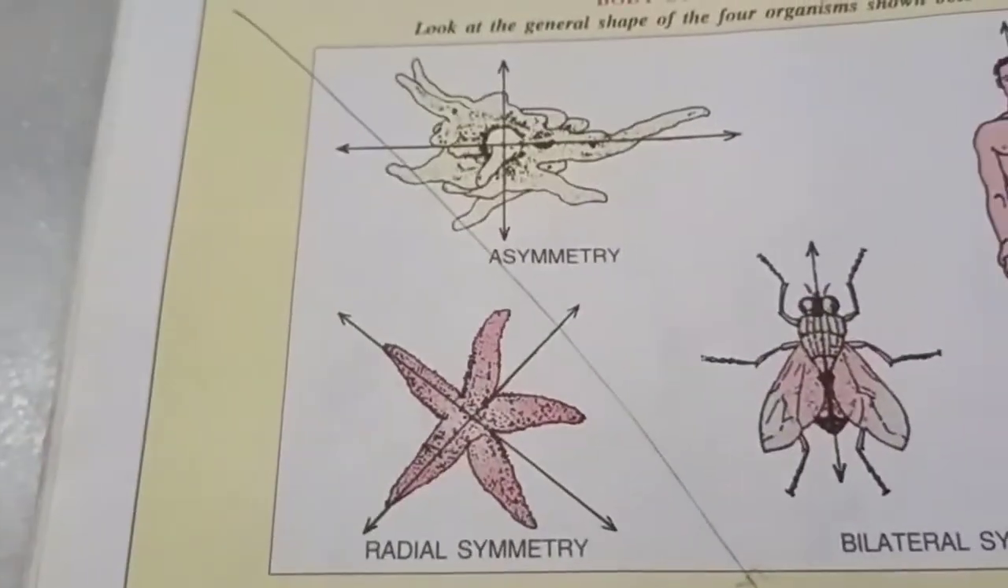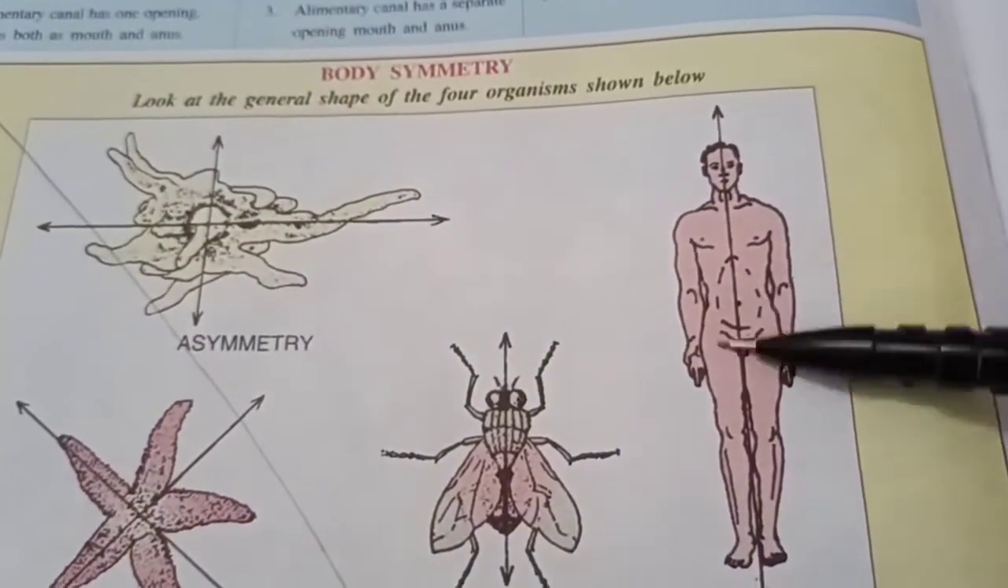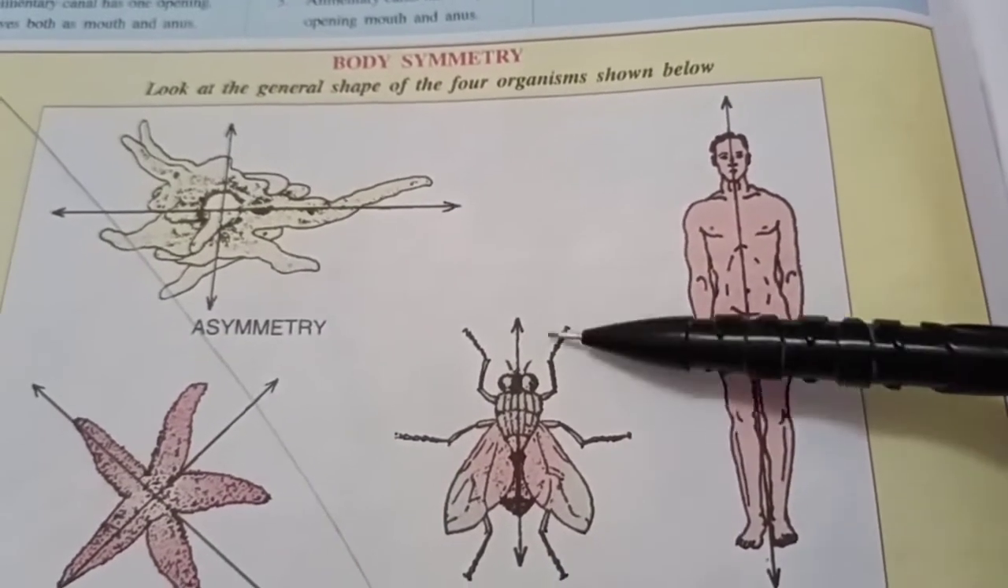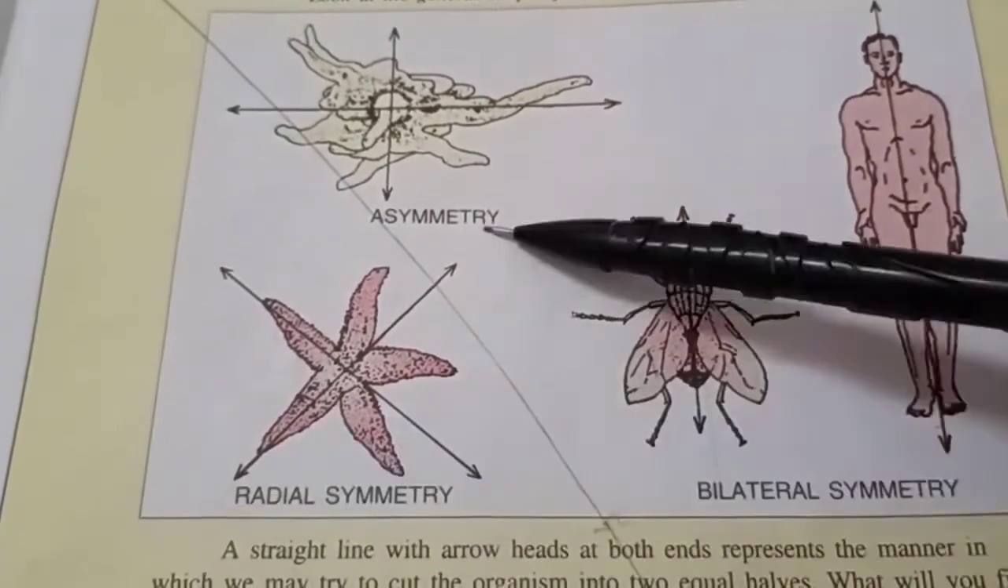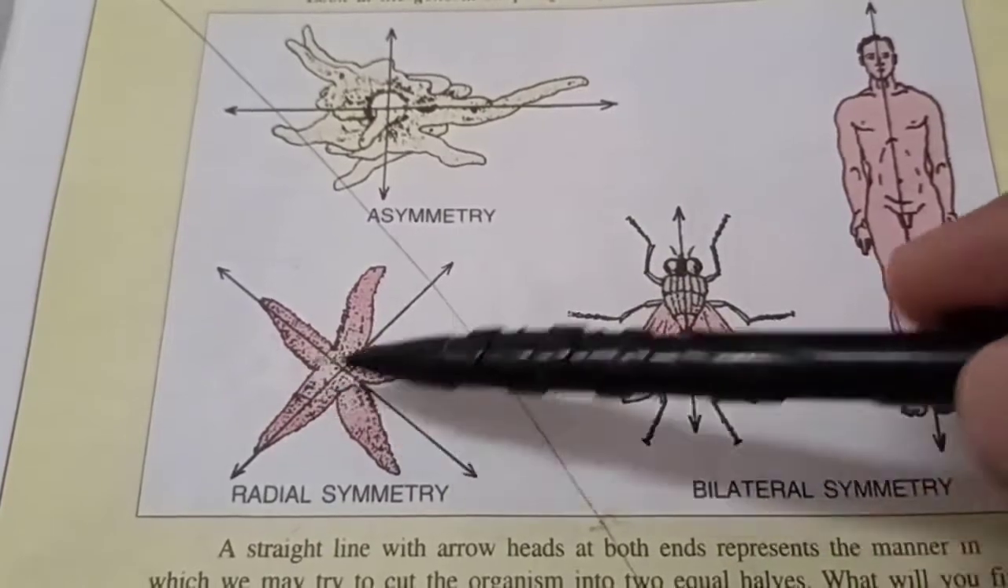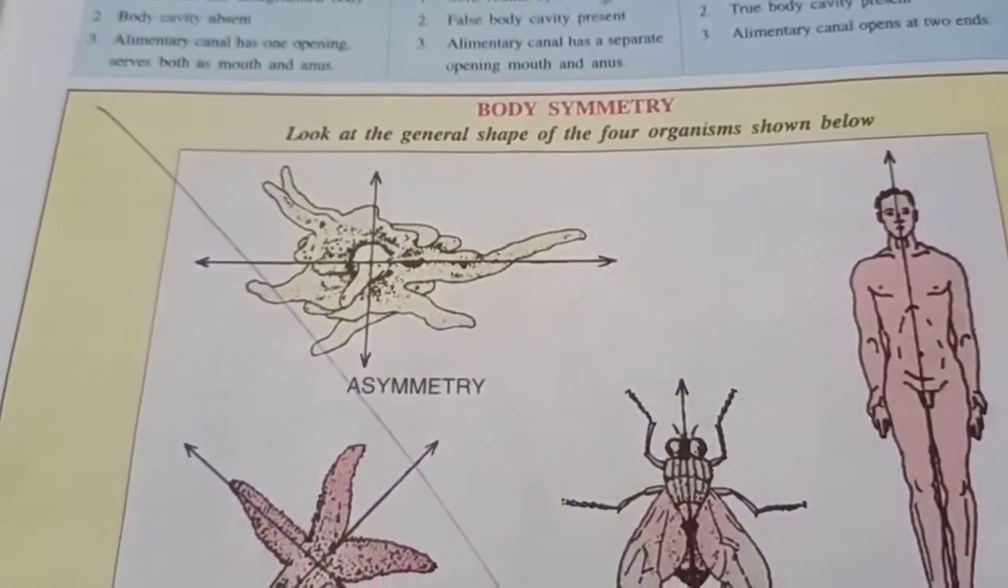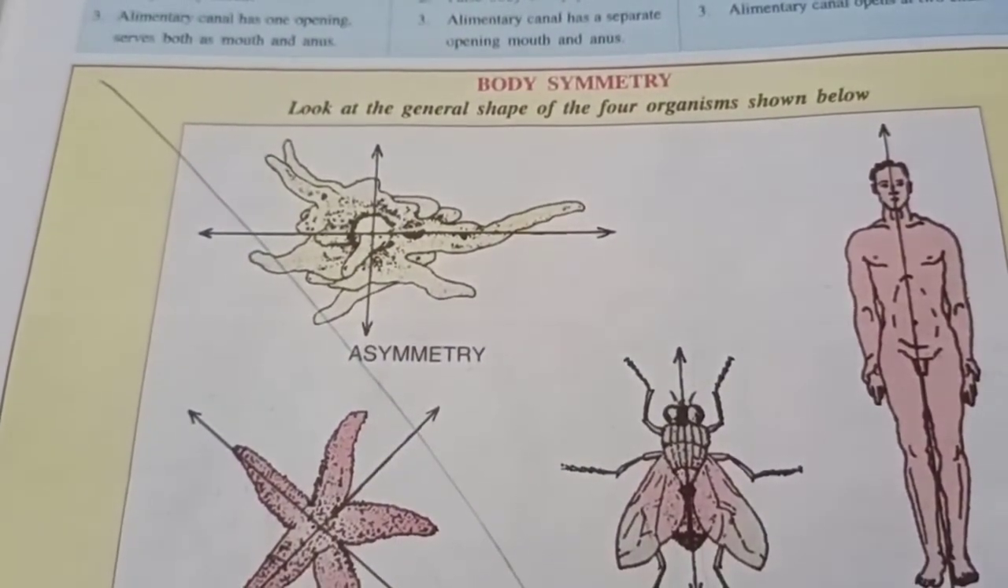This tells us the different types of symmetry. We have bilateral symmetry, that is LHS is almost same as RHS, even here bilateral symmetry. This is radial symmetry, no matter which axis you take, it's symmetrical. Amoeba is asymmetrical, and so is my handwriting.